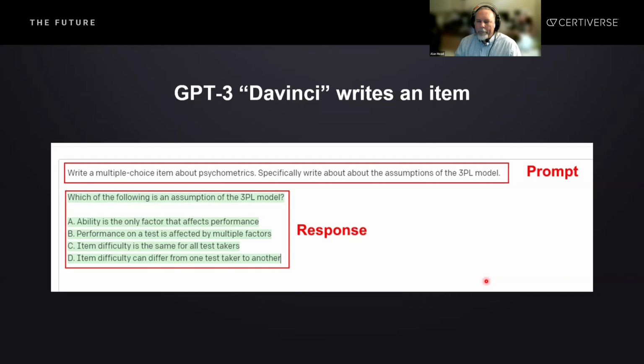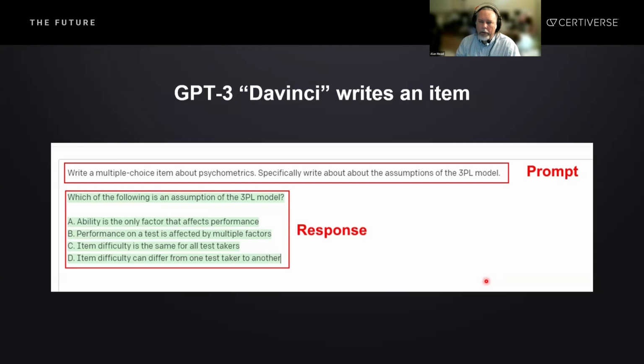So I want to emphasize that all that was required to generate this item was me going to this interface and typing, write a multiple choice item about psychometrics, specifically write about the assumptions of the 3PL model. And I guess that I probably had to put in a credit card. So a credit card and being able to write that prompt was all that it took to generate this item. And so this technology is incredibly easy to use in comparison to the kinds of technology that you had to train a model from scratch in the past.